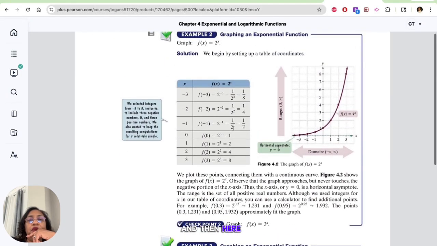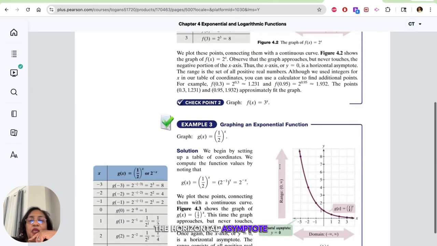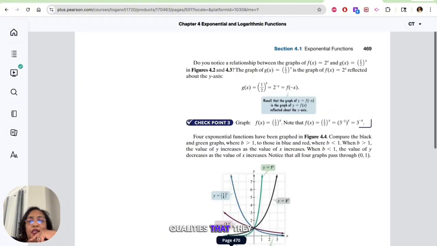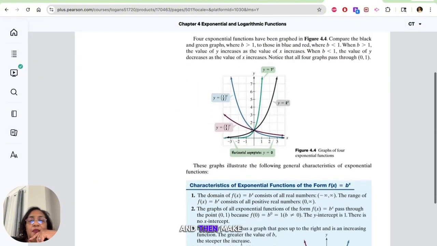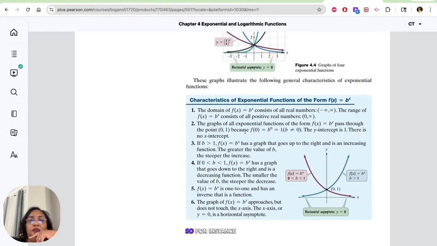And then here is a graph of an exponential function. This is usually what we start with, 2 to the x and then 3 to the x. Look at the shape of it. What's the domain? What's the range? The horizontal asymptote. All of these qualities that they possess. And then make sure that you look over the characteristics. So for instance, here the domain is all real numbers, and then the range is all positive numbers from 0 to infinity. So I want you to read all of 4.1, okay?